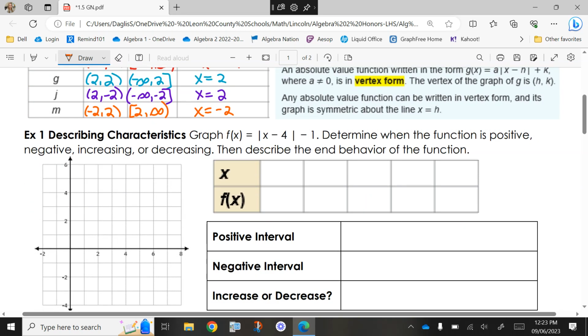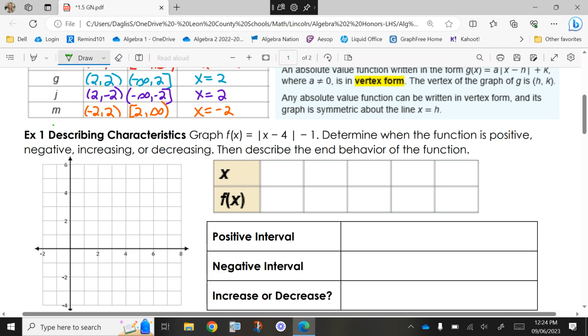So first we're going to graph f of x equals the absolute value of x minus 4, minus 1. Determine when the function is positive, negative, increasing, or decreasing. Then describe the end behavior of the function. Okay, so let's graph this first.